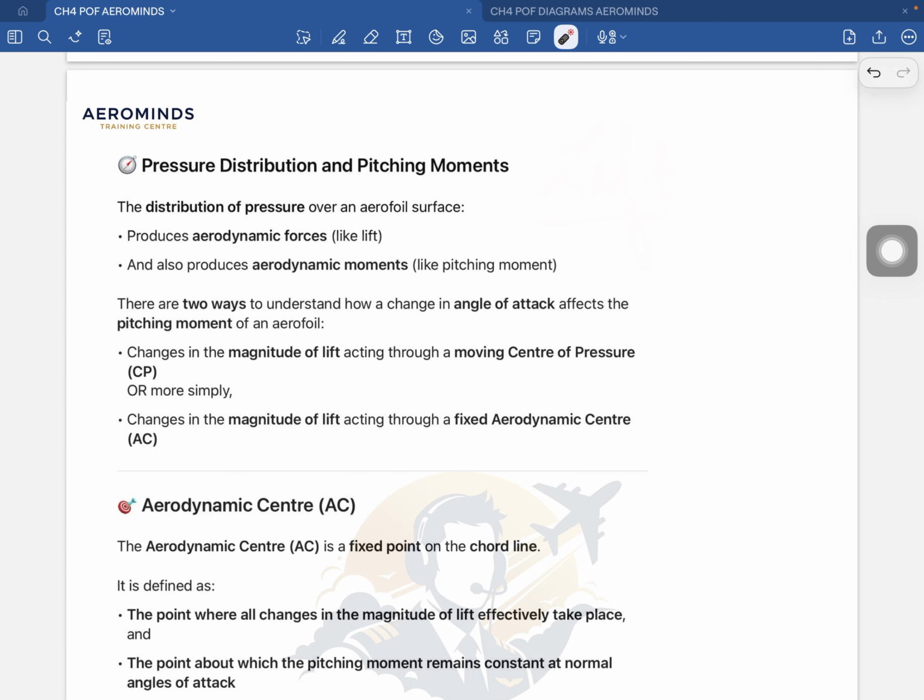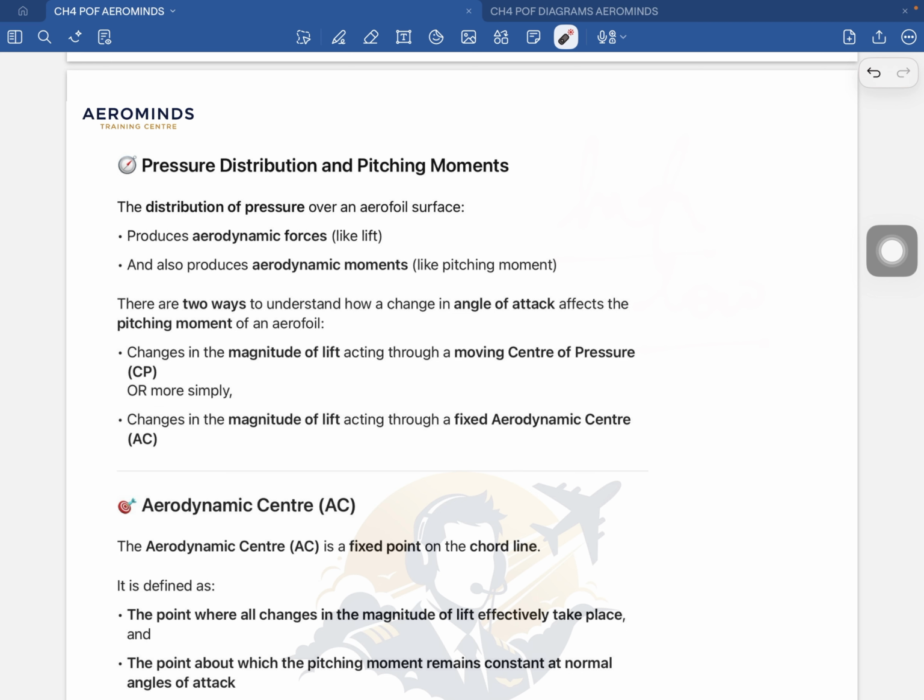Now, lift is simply the result of the high pressure on one side and low pressure on the other side of the wing. But that is not all. The pressure distribution also produces the aerodynamic moments. A moment is a turning effect, you can say. In this case, we are interested in pitching moment, which tries to rotate the aerofoil nose up or nose down about some reference point.